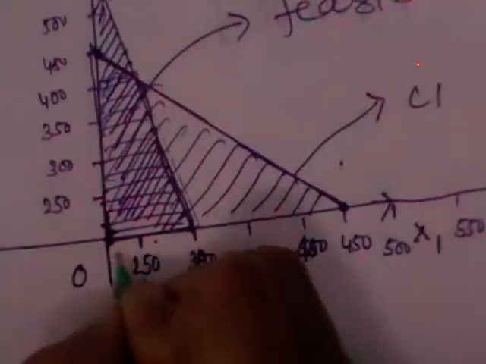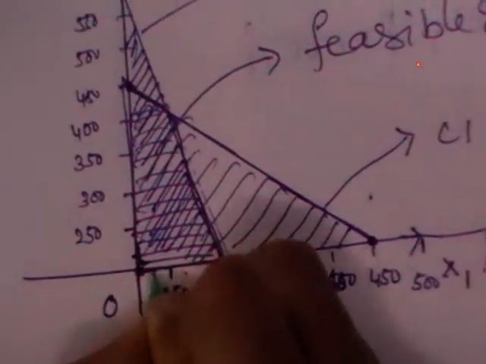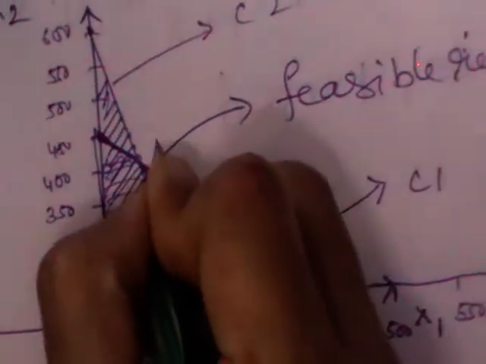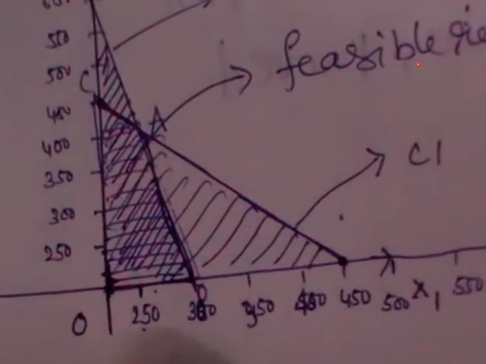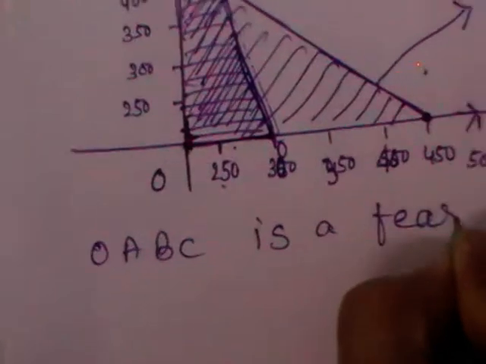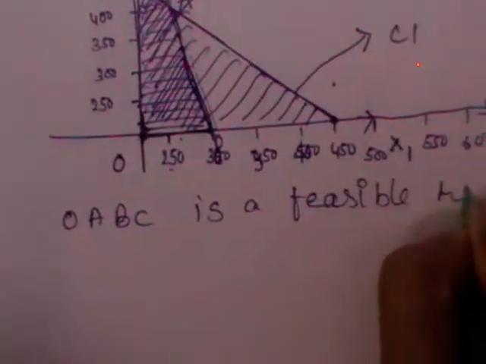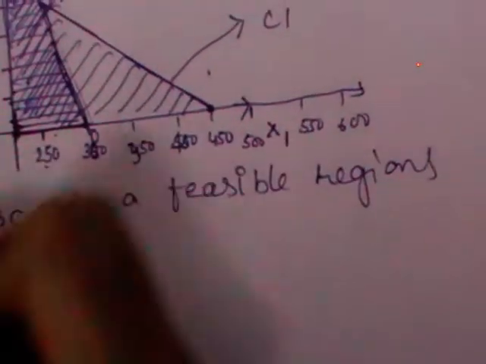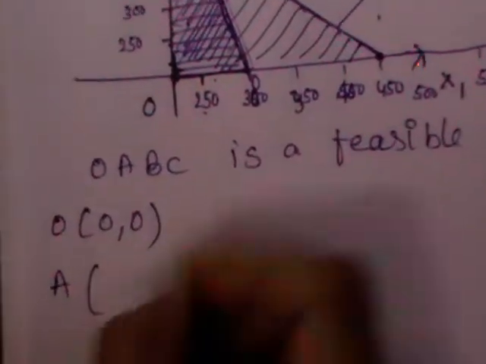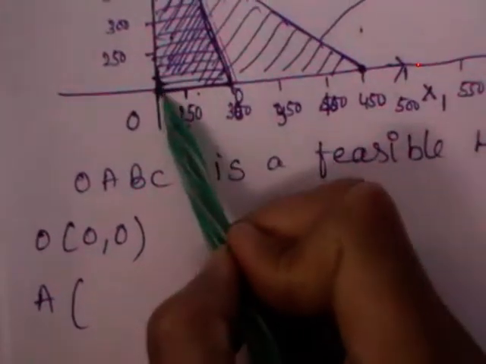Now try to identify the corner points, meaning the boundaries of this feasible region. We have O, A, B, C. O, A, B, C is the feasible region. Read all those points from the graph. O is the origin, which is 0, 0.